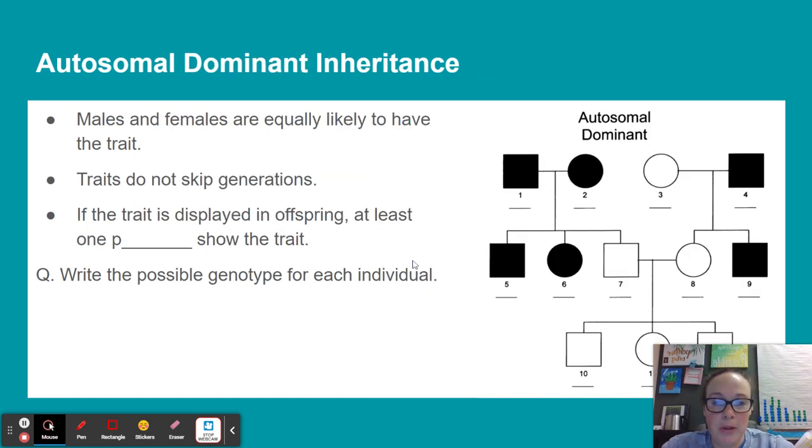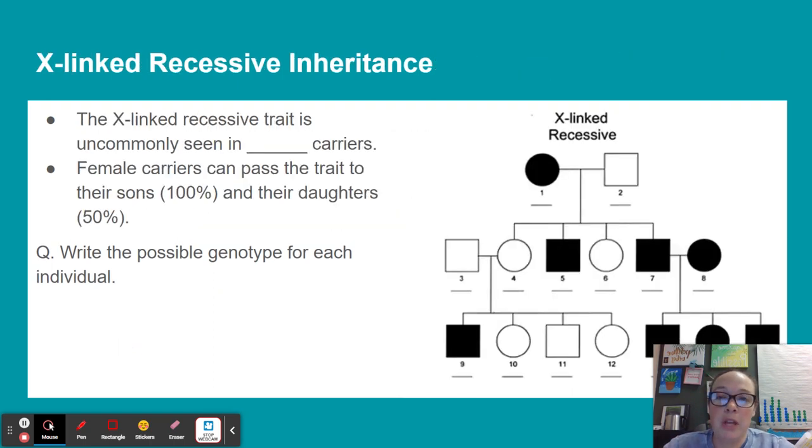If I go back to the dominant one, notice that there's nobody who has it who doesn't have at least a parent who has it as well. These are both, and for both of these are autosomal. So equal occurring in male-female has nothing to do with it. X-linked recessive inheritance, a little bit different.